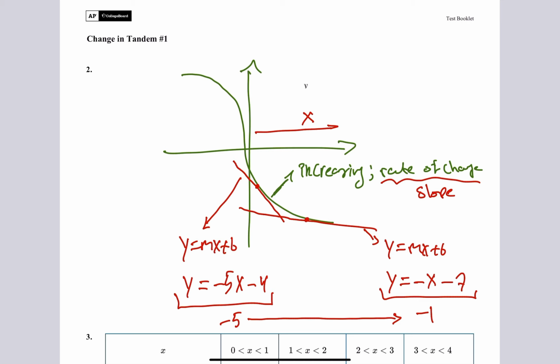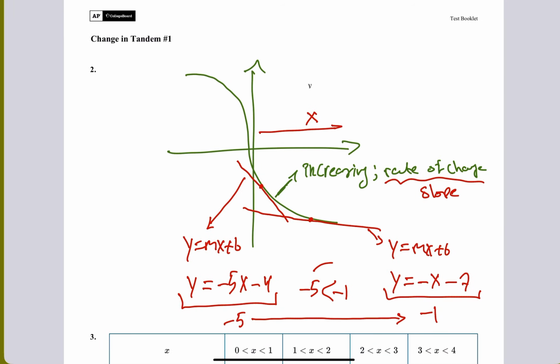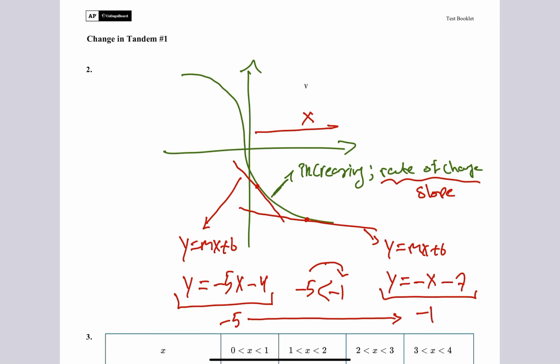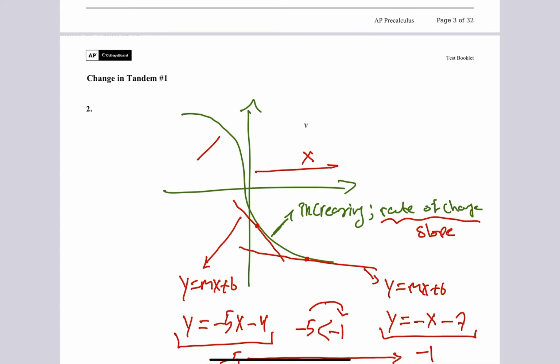Negative 1 to negative 5. Negative 5 is less than negative 1. So we increased from negative 5 to negative 1. Although the graph seems that it's decreasing, as a matter of fact, the rate of change is increasing. Let me show you with this one. The concavity is downwards. Let's take this point.